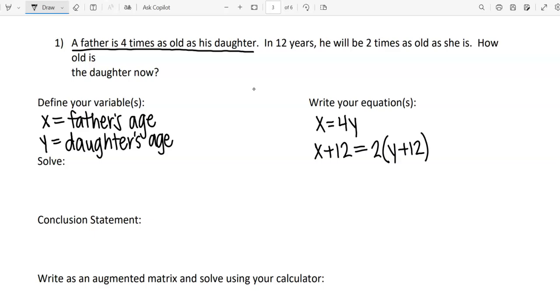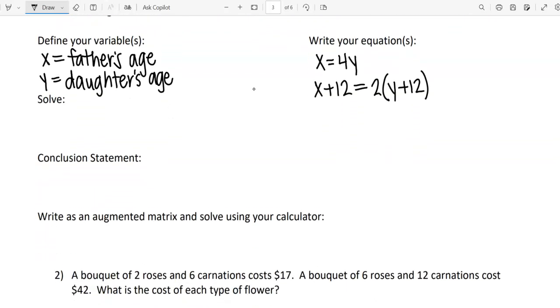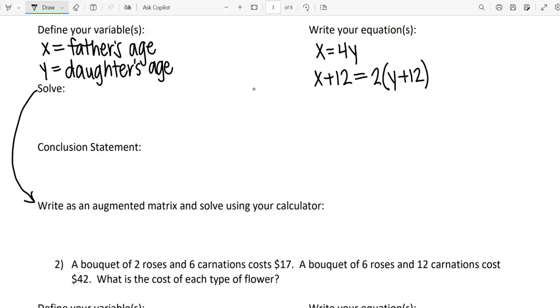We're going to solve this by writing it as an augmented matrix and solving using our calculator. I'm not necessarily going to put the work down there. If I want to write an augmented matrix, what do I have to make sure of first before I even start writing my matrix? Standard form. How do I get the first equation in standard form? Yep, move the 4y, right? How do I move 4y? Subtract 4y. So x minus 4y, what is that going to be equal to? 0. I moved everything on that side, so there's 0.